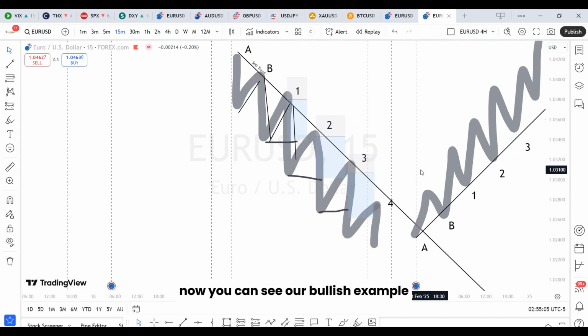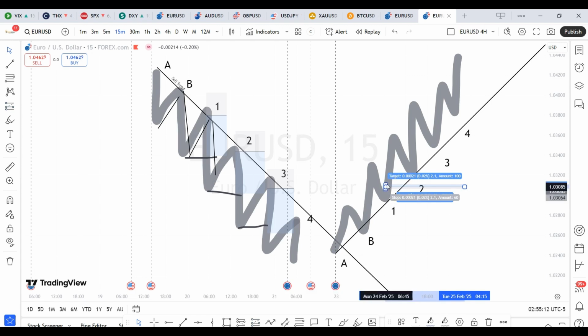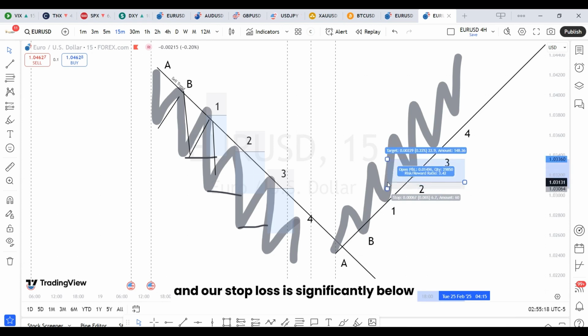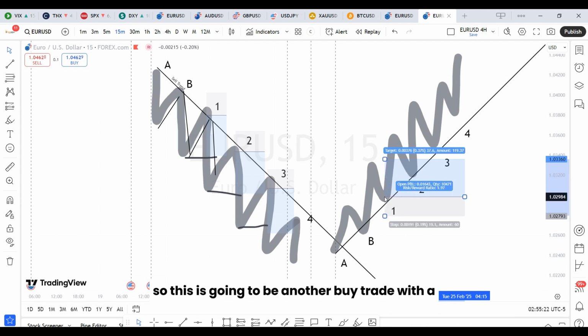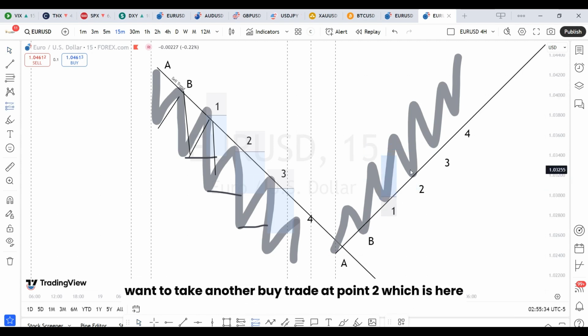Now you can see our bullish example. We want to be taking buy trades from here and ensure that our take profit is above here and our stop loss is significantly below the trend line. So this is going to be another buy trade with a 1:2 risk to reward. We took a trade from here, a buy trade. Want to take another buy trade at point 2, which is here.